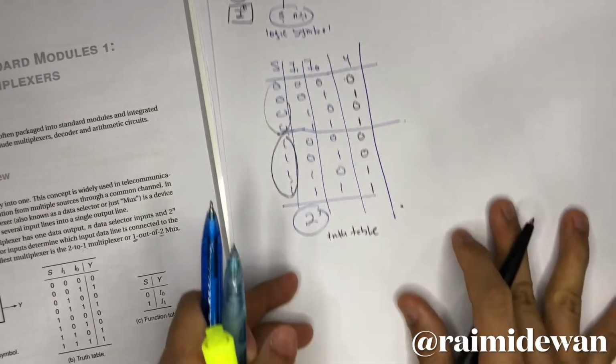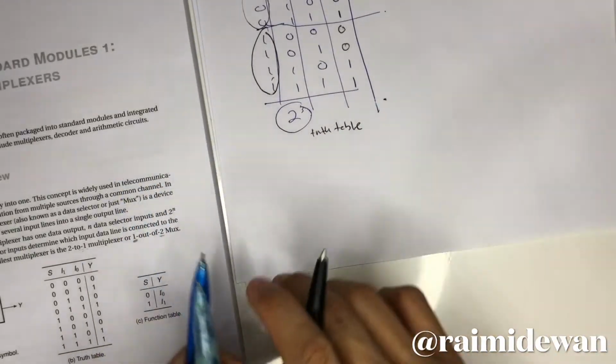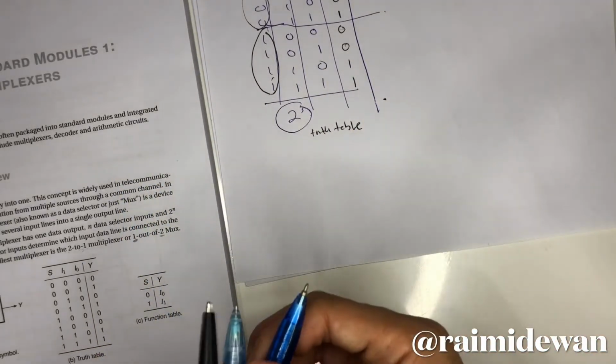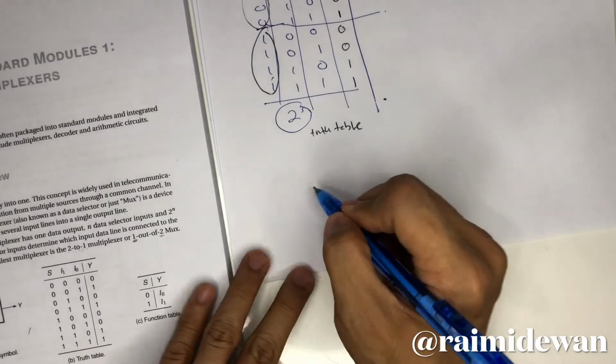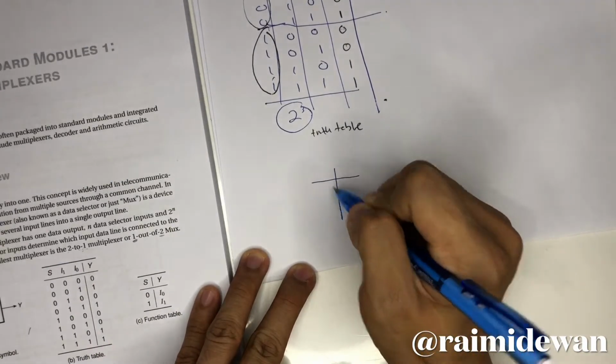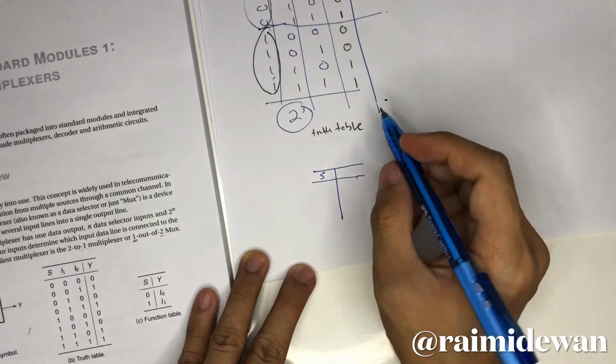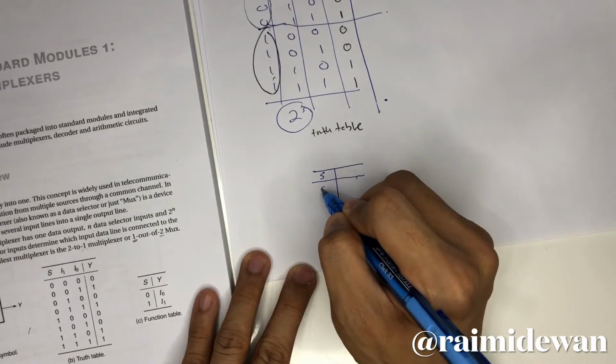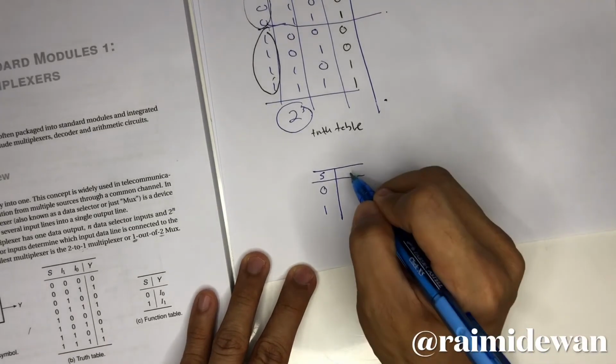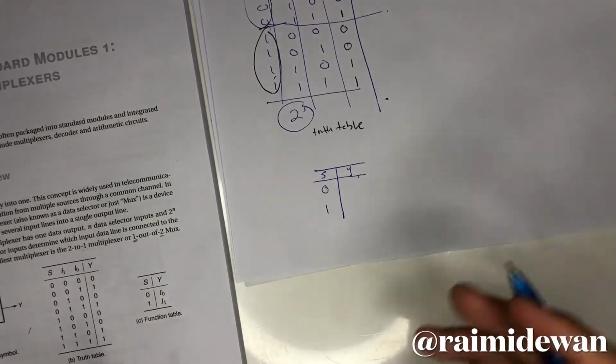Okay, and we can summarize it, simplify it. Okay, we obtain the function table, where you have your S, which is a data selector input. Then it can be either 0 or 1, correct? And your Y is the reflection of the input.